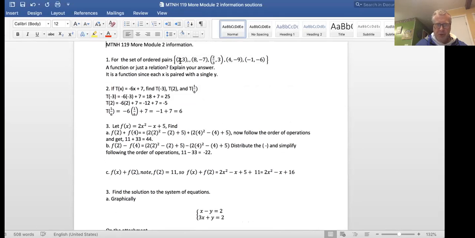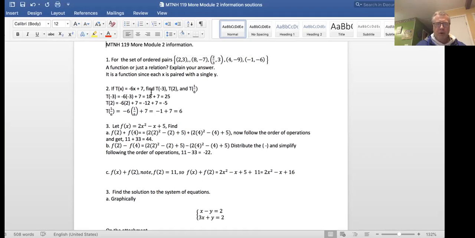So let's take a look. Here's 2. 2 is paired up with 3. No other place in the set is 2 paired up with a different y. The next ordered pair has an 8 in it. Nowhere else in this set is 8 paired up with anything but -7, as far as y is concerned. 2/3, the next x. No place else in this set is an x equal 2/3 paired up with something other than 3. 4, same idea. No place in this set is 4 paired up with any other y but -9. And then -1 for x, no place in the set is that paired up with anything but -6. So it's a function.